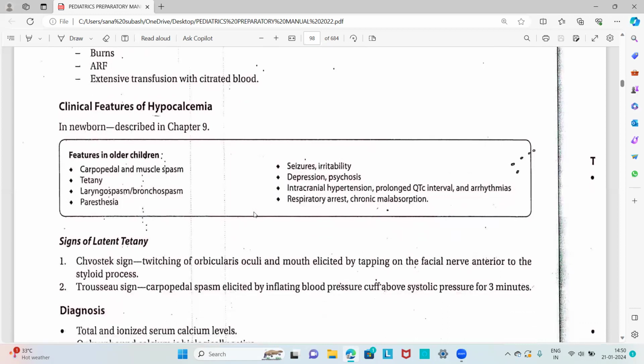Then the next heading of our essay is the clinical features of hypocalcemia. The features in the newborn we will discuss later, and here it is the features in older children, which include carpopedal spasm and muscle spasm because of the decreased calcium level, then tetany and laryngospasm or bronchospasm, paresthesia and seizure or irritability, depression or psychosis, intracranial hypertension, prolonged QT interval and arrhythmias, respiratory arrest, and chronic malabsorption. So these are the features in older children.